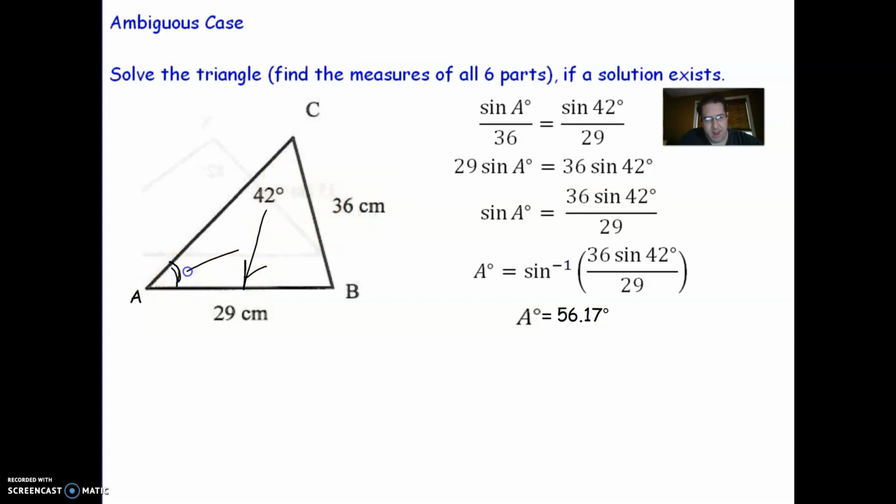So it looks like we're trying to find A in this case, over 36. And you can see it's already been cross multiplied. We're trying to find sine of A, and this ends up getting you 56.17.